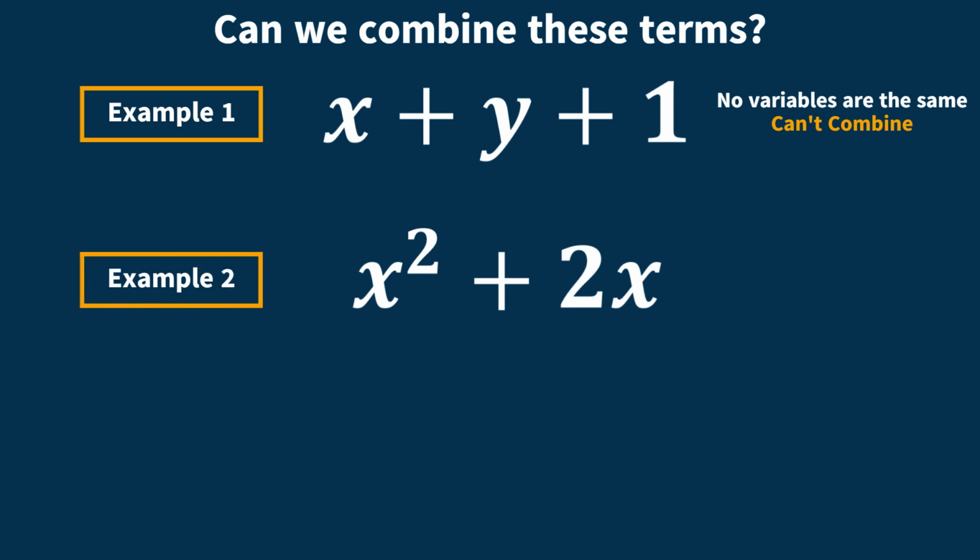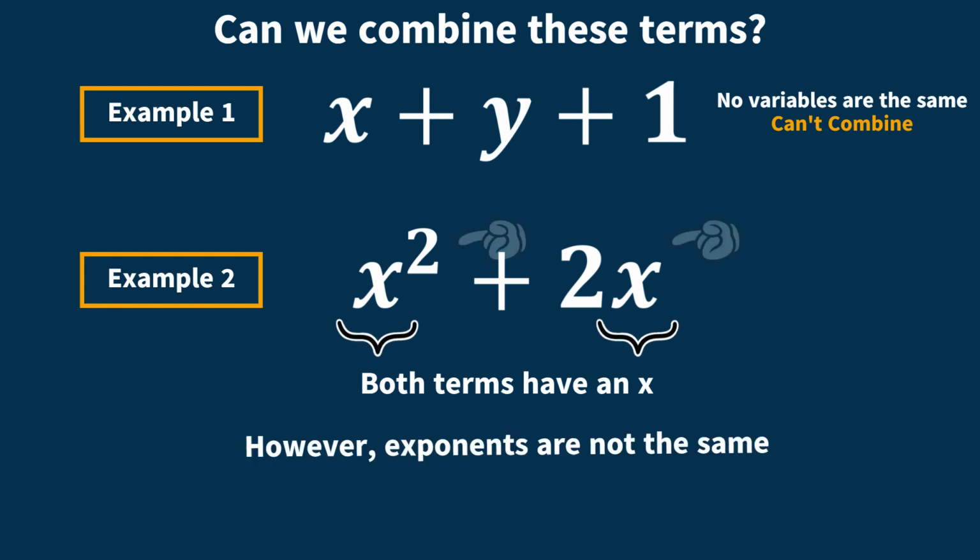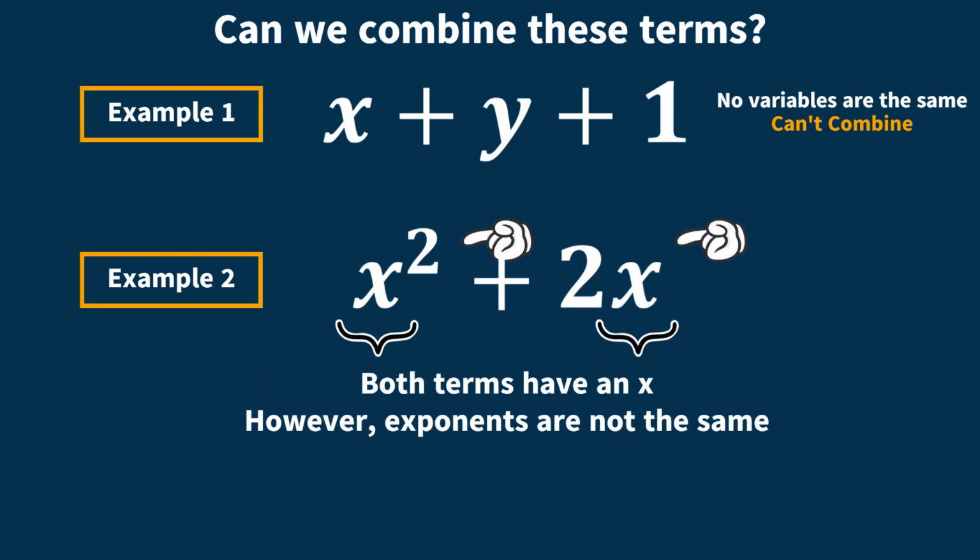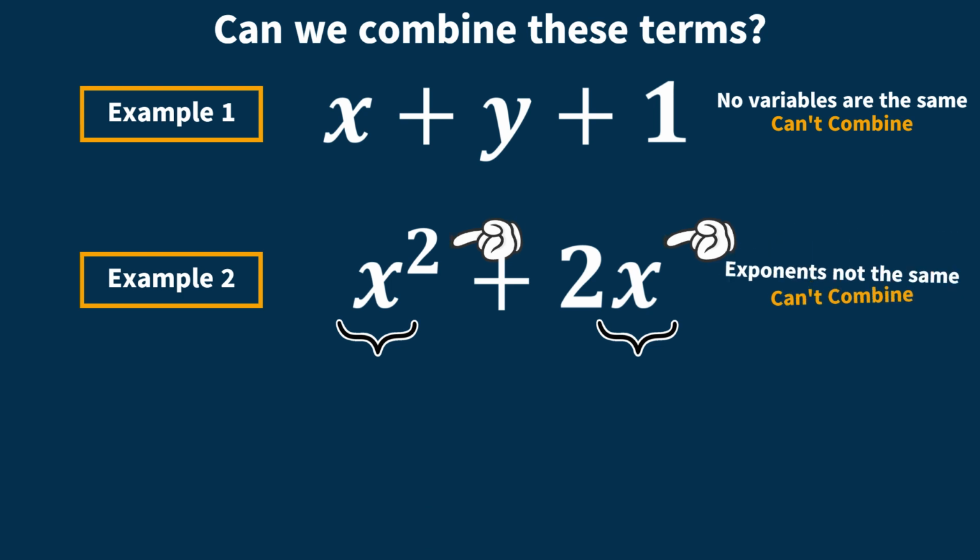Example 2. We have x squared plus 2x. We can see that both of the terms have an x. However, the exponents are not the same. That means we cannot combine.